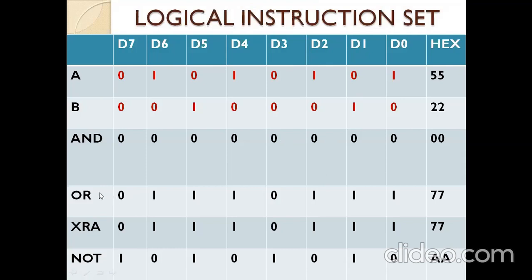You can take some other examples. What is meant by the XOR operation? If both inputs are the same, the output is 0. If the inputs are different, the output is 1. Taking the D0 bit, 1 and 0 gives output 1. Like this, you will get 77. The OR operation means logical addition: 1 and 0 gives 1, and you get 77. The AND operation is multiplication: if any one input is 0, the output is 0. This is a logical operation.